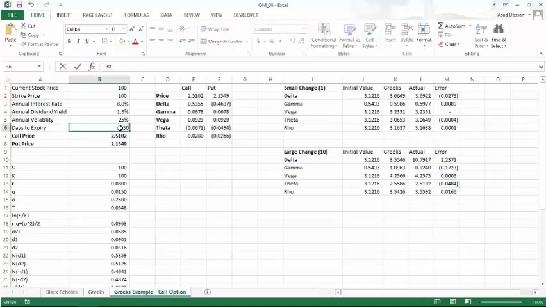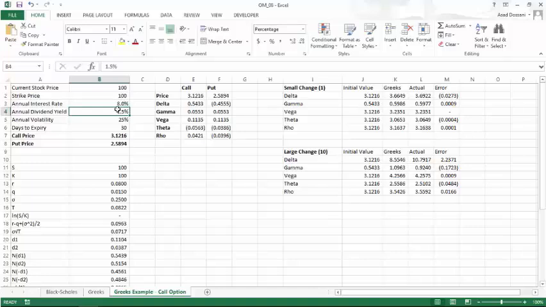And the final one we can look at is rho. As you can see, this time I looked at a 10-point change in the interest rate, so 8 to 18%. There's a pretty large error, it's 0.0166. Because rho itself is not that important, the error is not that large. So again, you don't need to worry about that one.